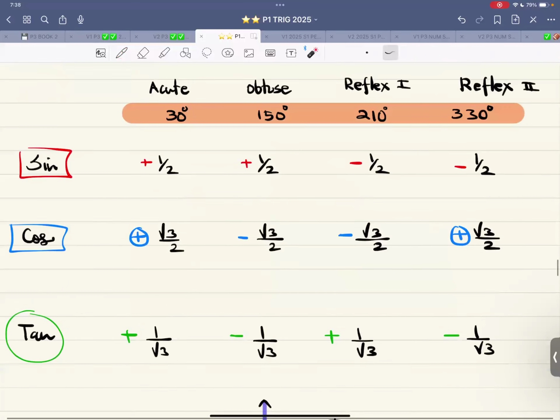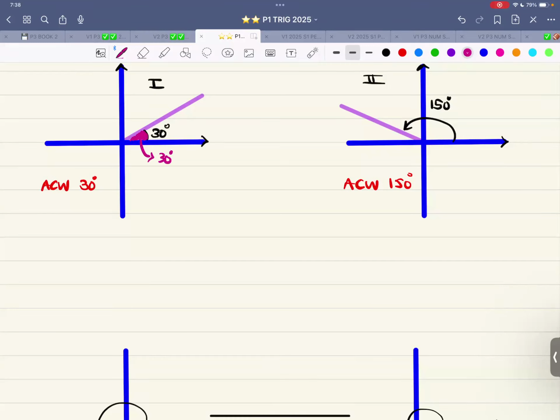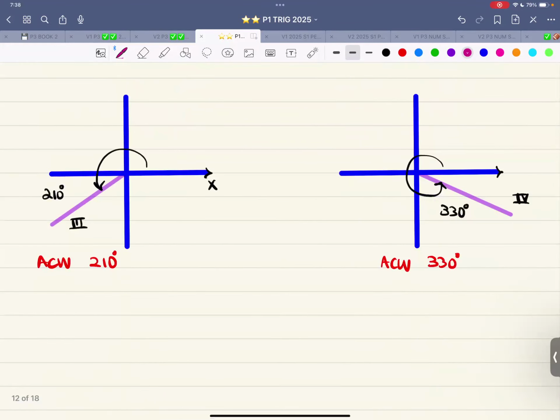Is there anything special about these angles that they are giving us the same ratio irrespective of the sign? Yes, there is something special about it. If I look at all of these, what I observe is that the angle with the x-axis is also 30. So over here, this is 30. This thing is also 30. Over here, this is 150; 180 minus 150 is 30. Over here, this is 210; 210 minus 180 is also 30. Over here, 360 minus 330 is also 30.